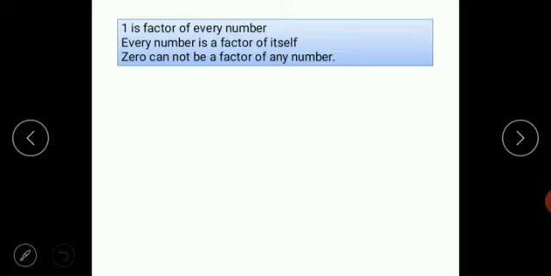Here are some important points. 1 is the factor of every number. You know that. 1 is the factor of every number. 2 ones are 2. 5 ones are 5. So 1 divides all the given numbers.